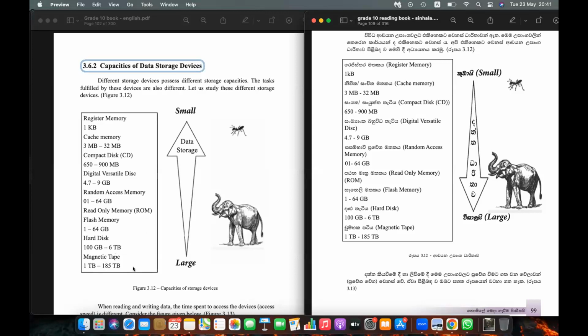These capacities are now changed, right? Flash memory 1 to 64 GB, one piece of that, right? Random access read-only memory. So these have all changed. These capacities have changed, but just remember the order: registers small, cache next.